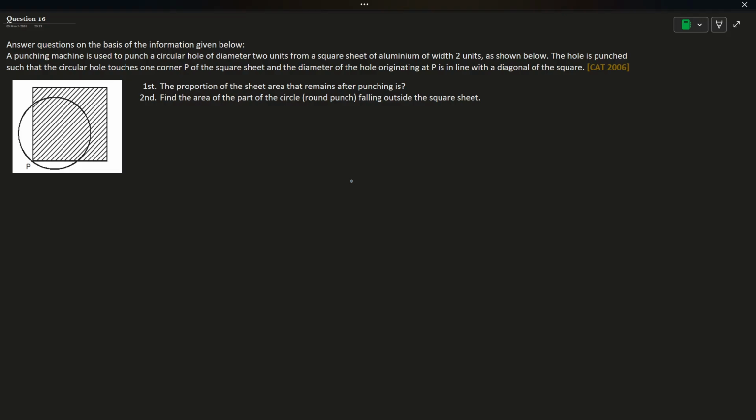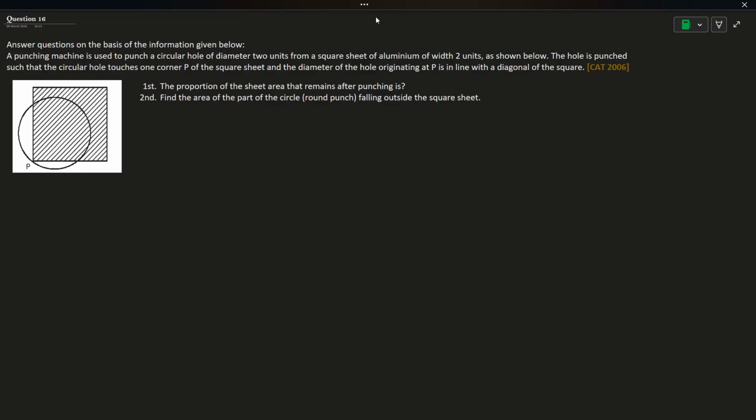So we need to find the proportion of the sheet area that remains after punching. Basically, once you punch the square sheet, some area will be left over, so you need to find the remaining area divided by the total area, because we need to find a proportion, guys. Please mind the word proportion. In order to find the proportion, we first have to find the remaining area and then divide it by the original area. Second, find the area of the part of the circle falling outside the square sheet. That means you have to find the area of the two segments.